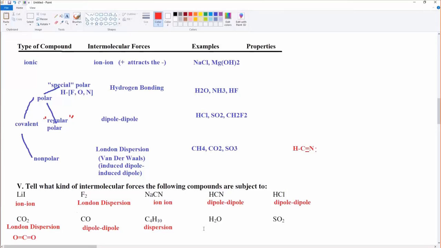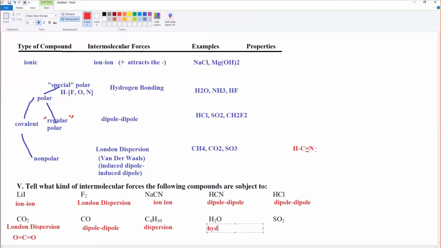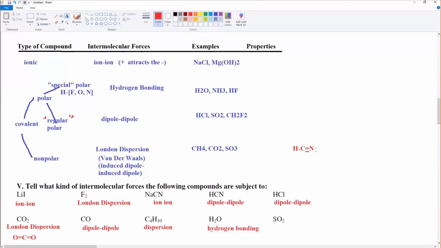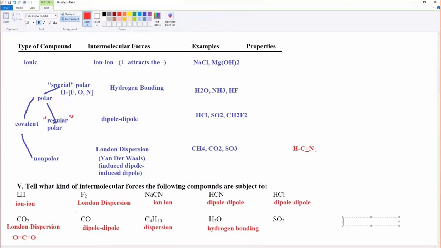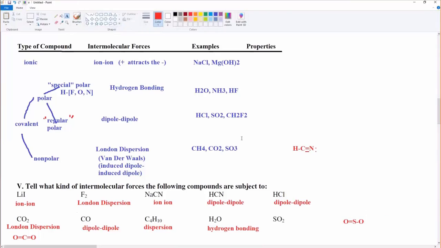Well done. Okay, what about H2O? Hydrogen bonding. Yeah, we've seen it before. All right, and SO2? So again, could eyeball it, but especially on a test, we probably ought to be slow and careful. There's a lone pair there that pushes those oxygens down, and the SO bond is polar. So the actual shape of it is like this. And so it passes the line test there. So it is dipole-dipole.